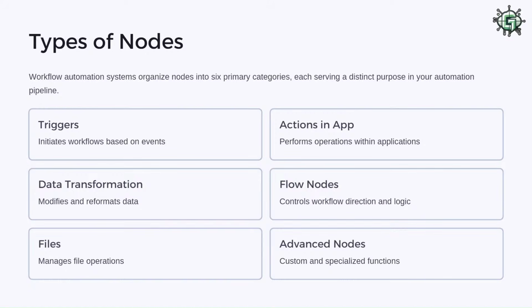The next comes files. To manage files, we will use this type of node. And next comes advanced nodes, like custom or specialized nodes. For specialized tasks, we will use these advanced nodes. Each type will help your workflow run smoothly and logically.